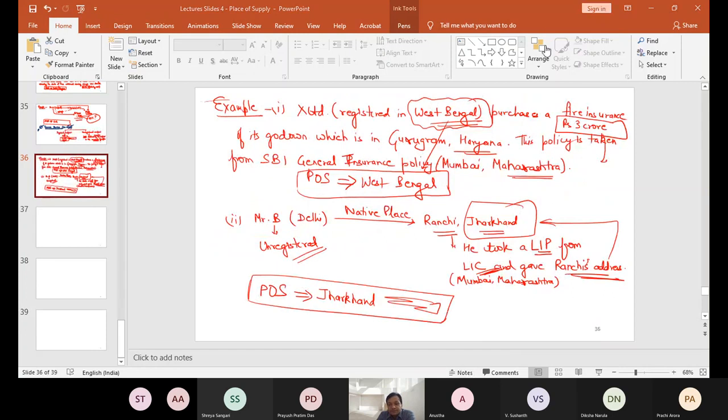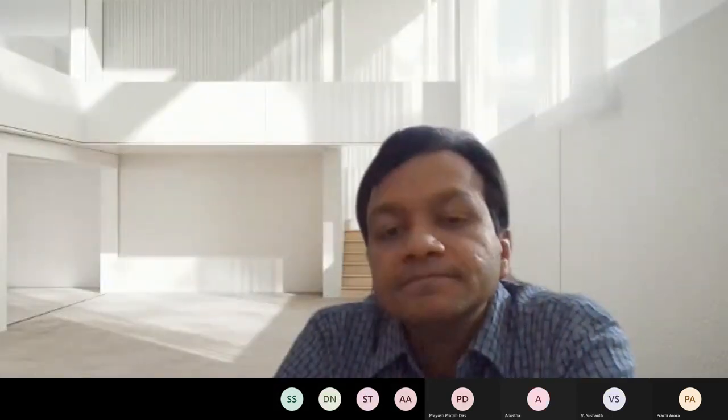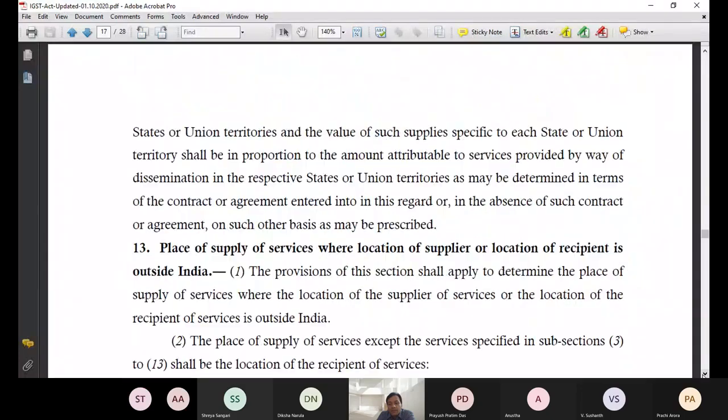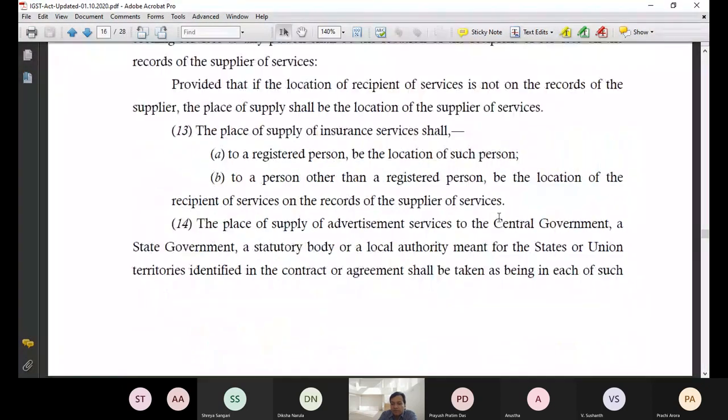Last. There is no example of this. It's very simple. Advertisement services to the government. When government needs advertisement, Beti Bachao, Beti Padhao, it's a slogan. Then stop smoking because it causes cancer, it's advertisement.